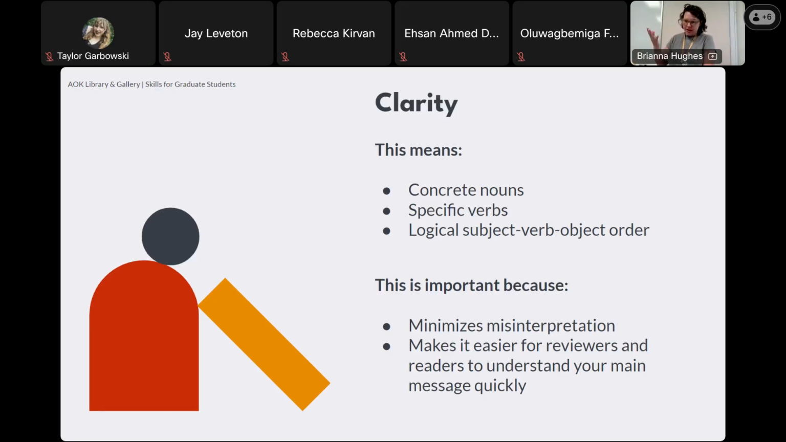An example of this would be, a non-clear example would be "an investigation was conducted." Okay, an investigation was conducted. There's a much clearer way to say that. "We investigated." So you want to put the action as part of the verb, cutting out any extra words that might be unnecessary.